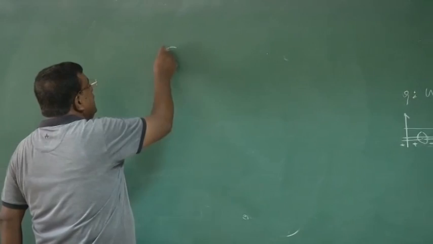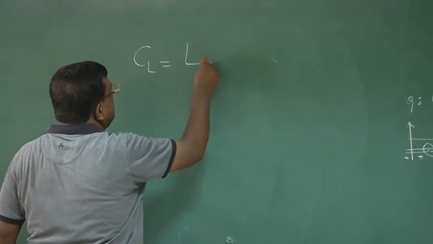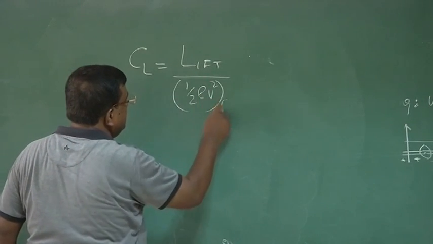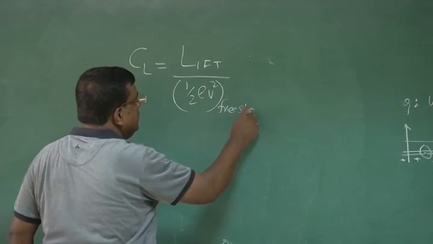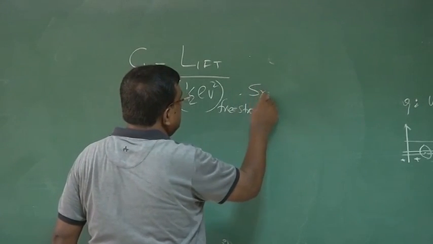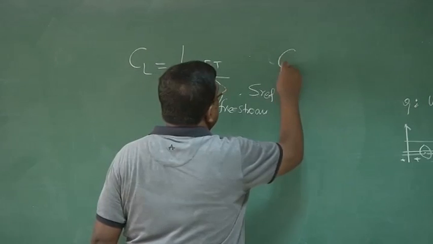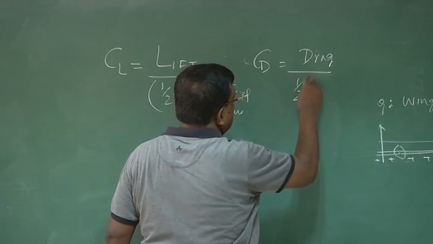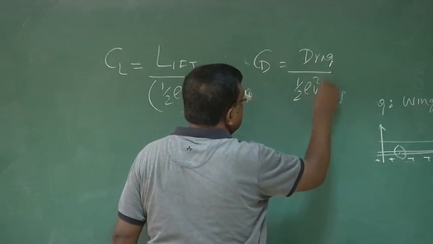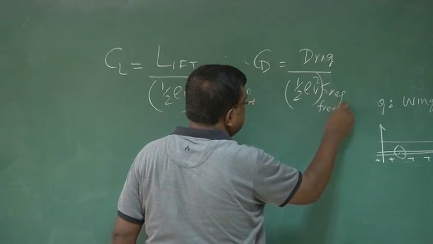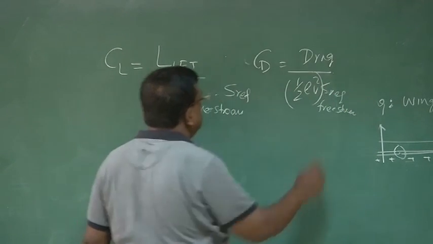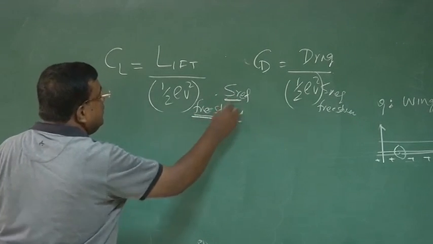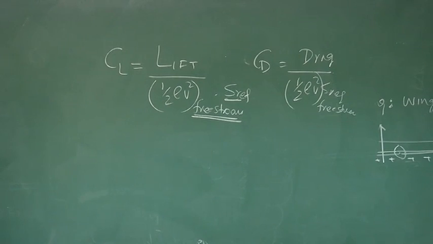If I come back to CL again, I said this is lift by half rho v square free stream into S reference, right? Similarly, you said CD as drag by half rho v square S reference. Again, this is free stream. We have been using the word free stream, right, and talking about S reference. Let us understand what are these things.